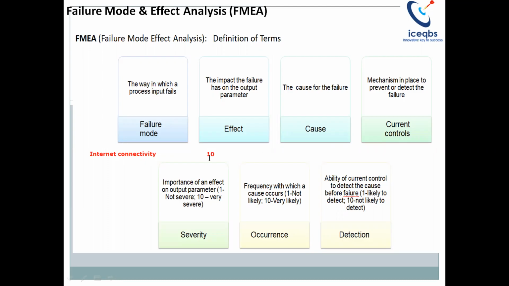So we have now identified the failure mode, the way in which I will fail to meet the requirement, that is the internet connectivity, and the impact is very high, so I have given a rating of 10. Then I try to find out the potential causes that can lead to this particular failure. What are the possible root causes that may lead to internet connectivity issues? One of the root causes may be the internet service provider issue.